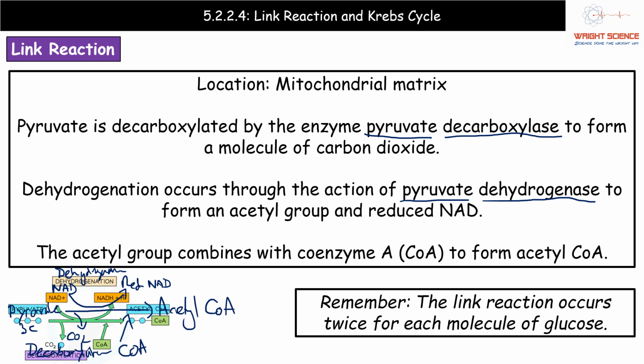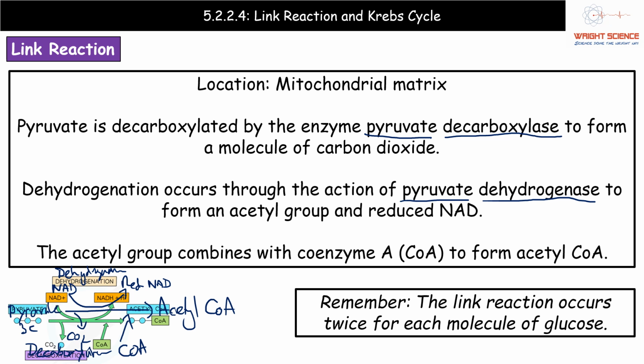So what we've got at the bottom there is just our little summary of what we've discussed in the link reaction. Start with pyruvate, decarboxylate to take it down to a 2-carbon compound, which is going to be our acetyl. We then also remove a hydrogen through that dehydrogenation, and that's attaching to our NAD to form reduced NAD. Coenzyme A comes in, attaches to our acetyl group, and that gives us our acetyl-CoA at the end.